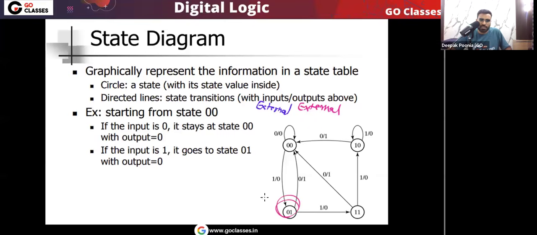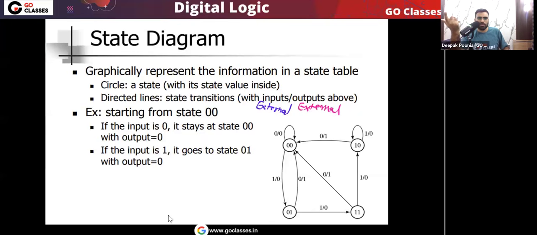The same thing you can understand. For example, if the present state is 0 1 and the external input is 0, then the next state will be 0 0 and output will be, sorry, 1. Okay, you can notice, for example, if the present state is 1 1 and the external input is 1, the next state will be 1 0 and output will be 0. So you can see this is how it will be interpreted. Okay, I hope you understood.